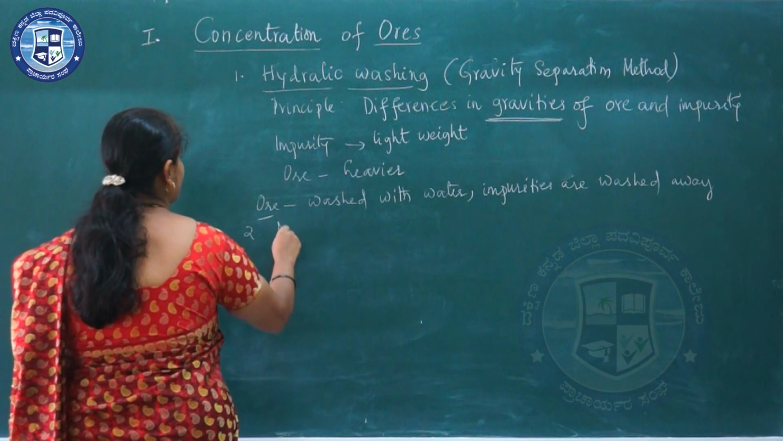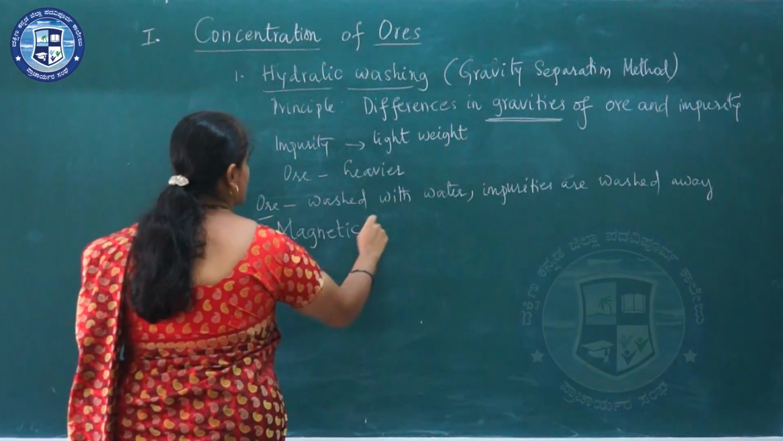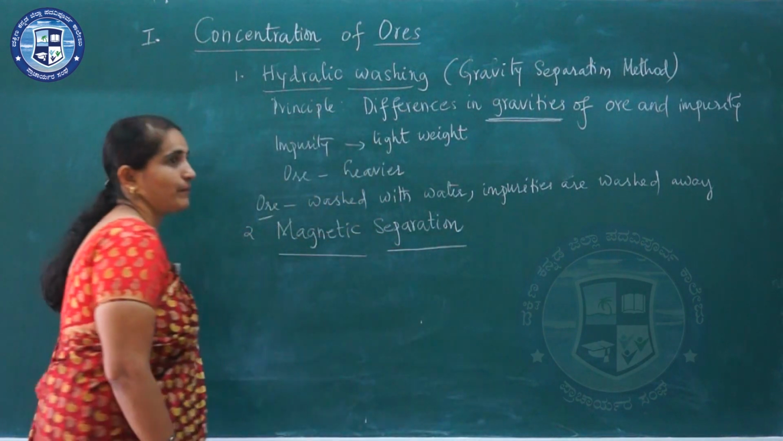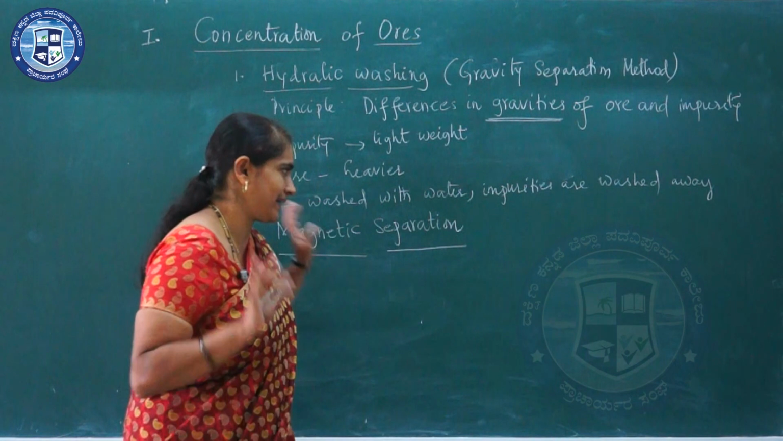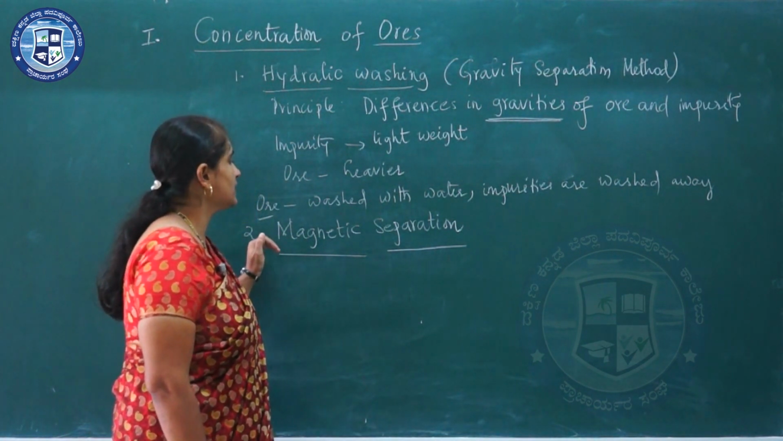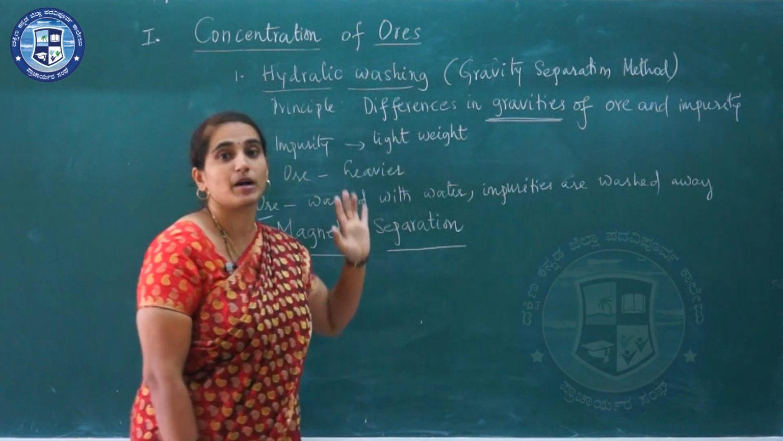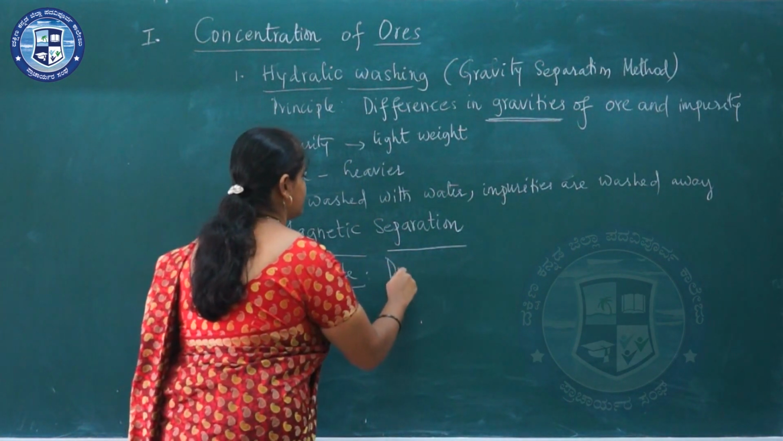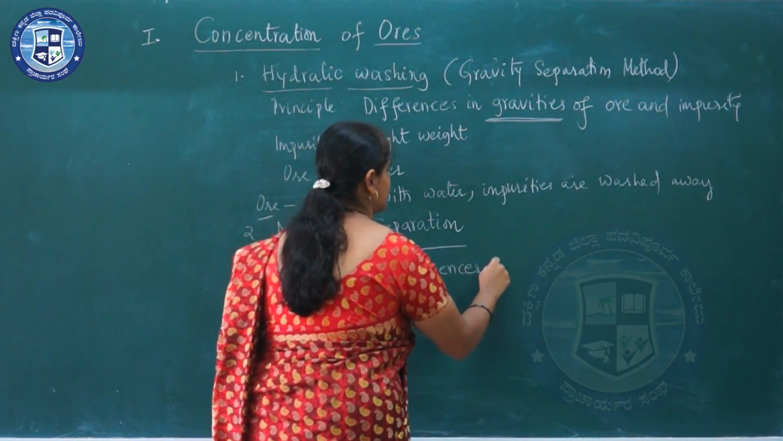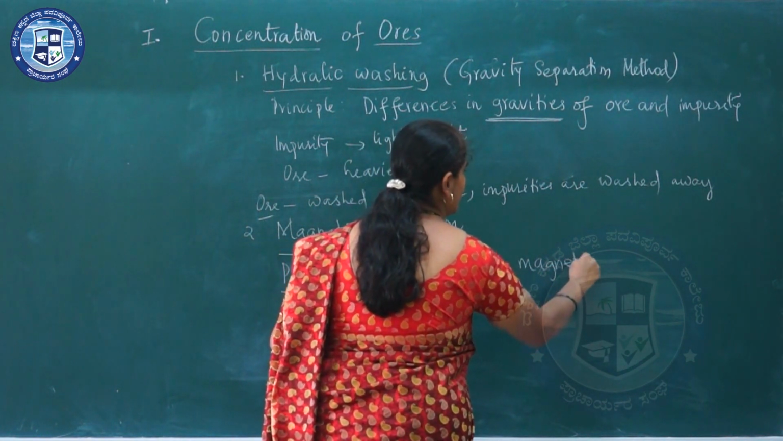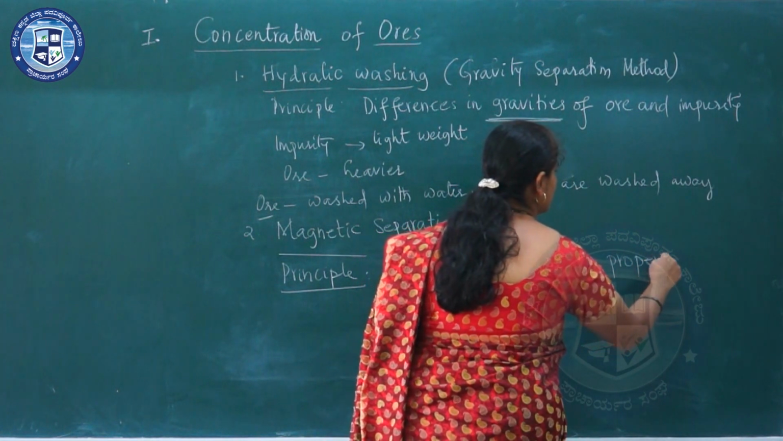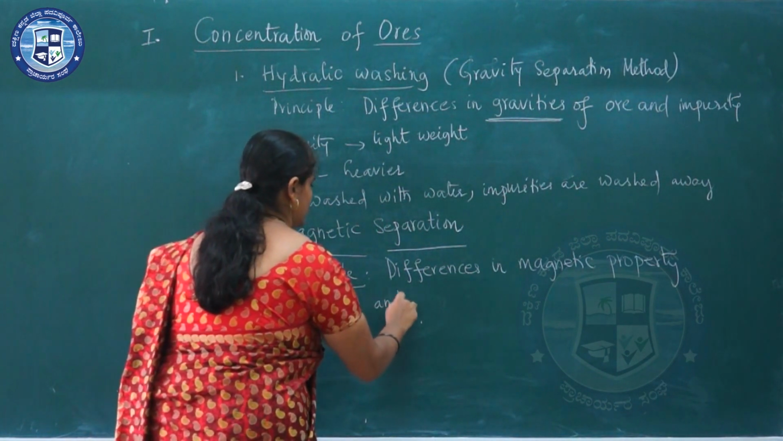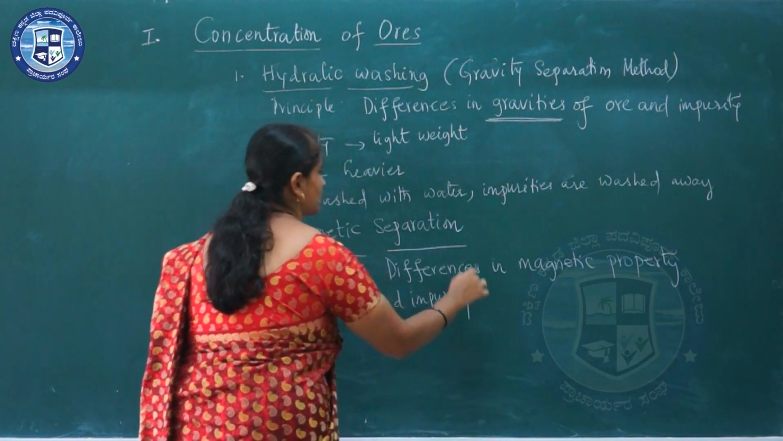Okay, the next one, magnetic separation. Now as the name itself says, magnetic separation, here we make use of a magnet. This technique usually depends on the differences in magnetic property. The principle lying here is the difference in magnetic property. So either the ore should be magnetic or your impurity should be magnetic. There should be differences in the magnetic properties of ore and impurity. So that is very clear, I hope. One should be attracted towards the magnet.